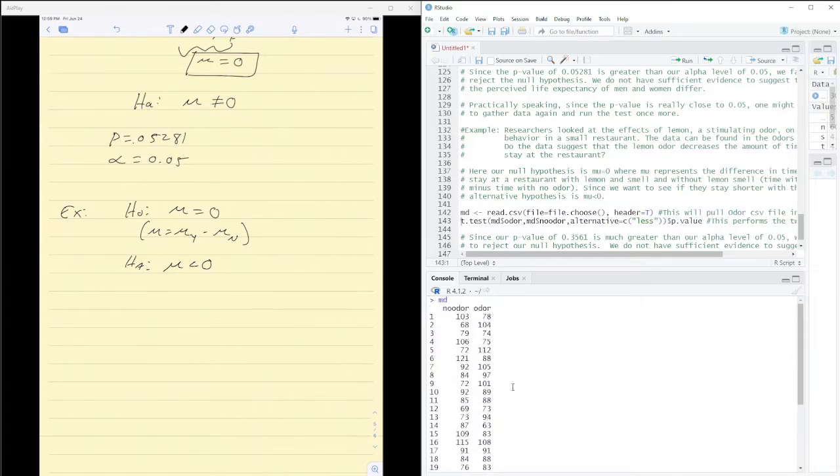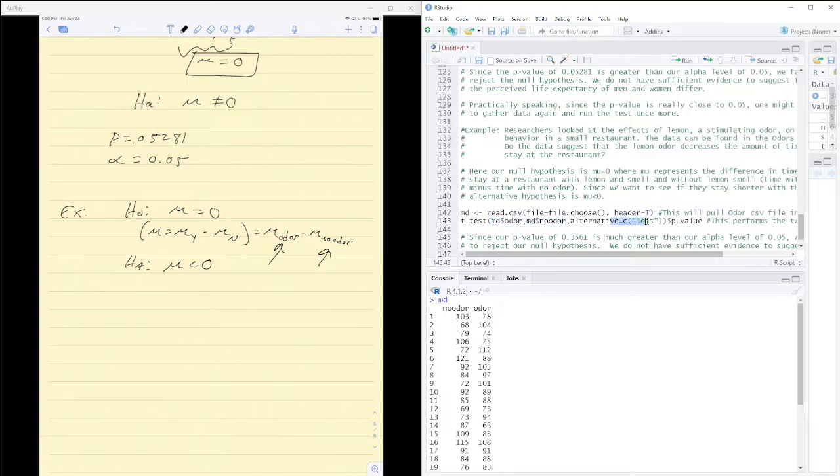We're going to run the t-test. t.test, there's 2 columns here, so you need to specify which column you want to talk about. MD$odor and MD$no odor. The order you put these in does matter because I have this defined as, right, this is mean of odor minus the mean of no odor, right? So I'm putting odor first and no odor second.